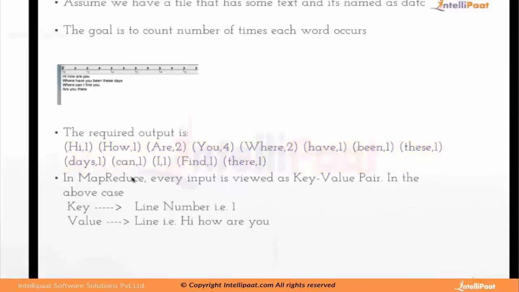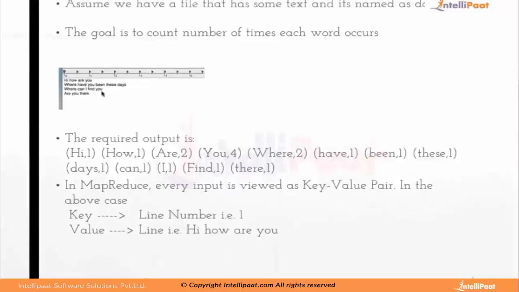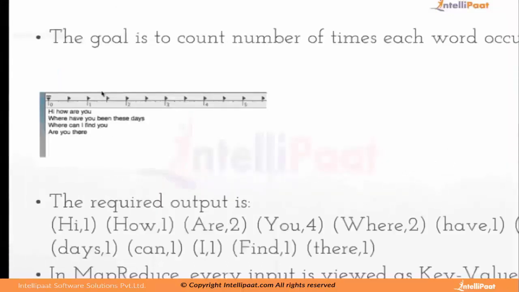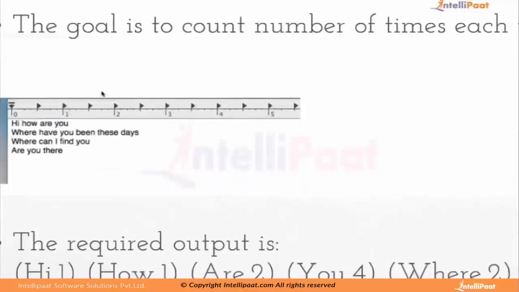So in MapReduce, everything is a key value pair. In this case, your line number is the key by default and the line is the value. So here you have 4 key value pairs: 1, hi, how are you? 2, where have you been these days? 3, where can I find you? And 4, are you there? These are the 4 key value pairs that you have.